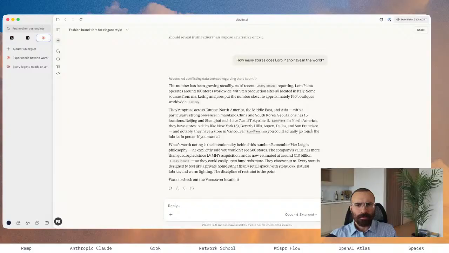Intentionality behind this number. The company's value has more than quadrupled since LVMH's acquisition and is now estimated at around 10 billion. So they could easily open hundreds more. They choose not to. Every store is designed to feel like a private home rather than a retail space, with stone, oak, natural fabrics, and warm lighting.